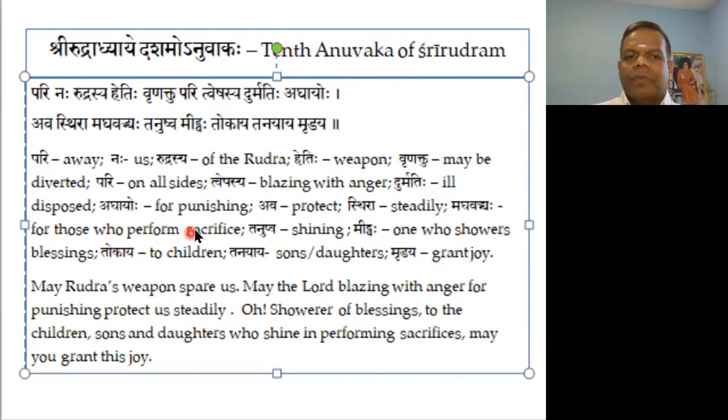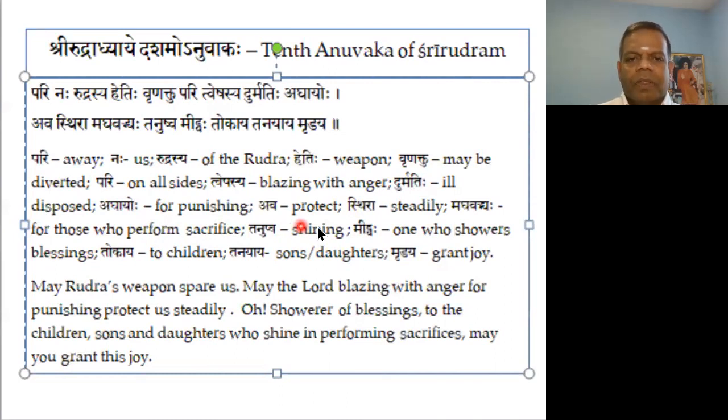Aghayoho. So durmatihi for what? Aghayoho. Agaya means for punishing. Again it's fourth vibhakti, plural, the fourth form of the noun, but in plural. Aghayoho. So punishing in many ways, you can say. Durmati raghayo, for punishing. Our, protect. That's a request.